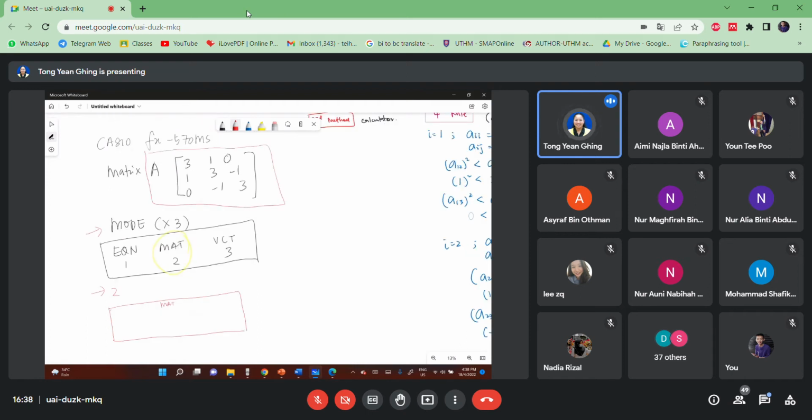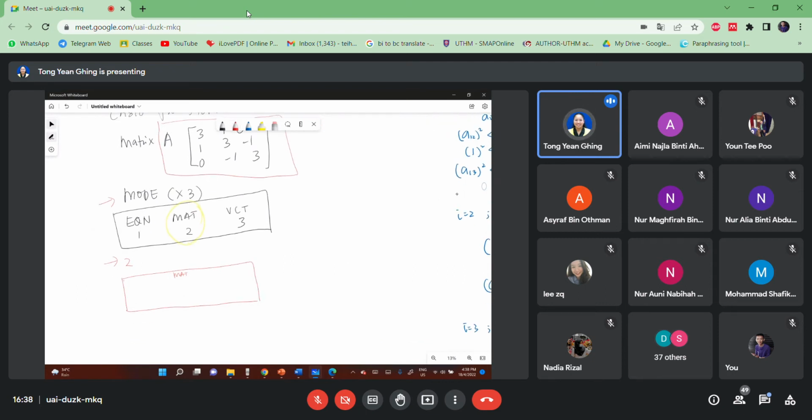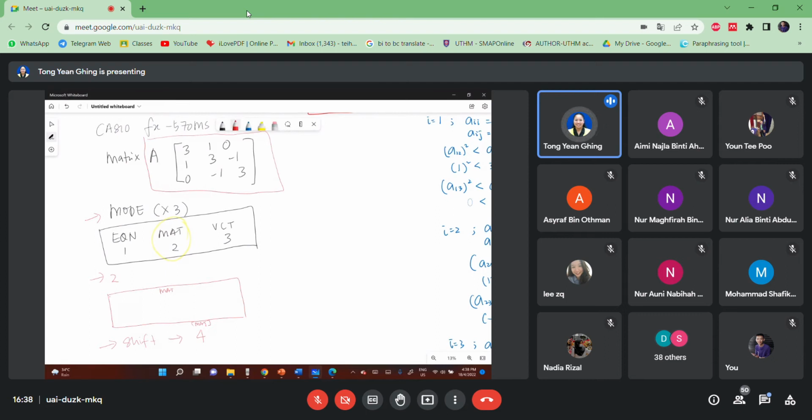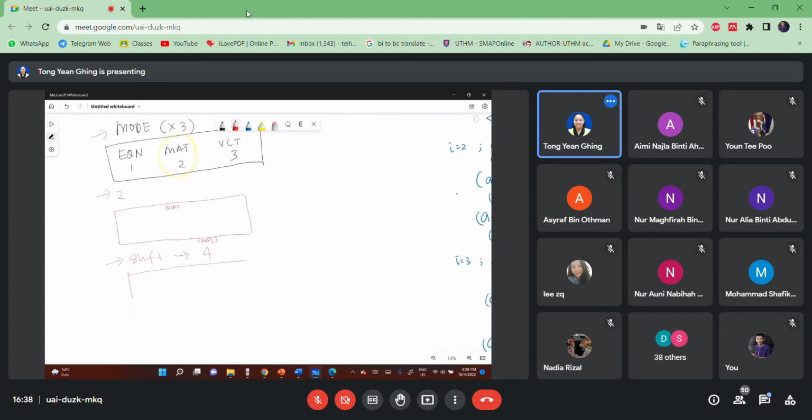So how to key in matrix A? You have to press shift and then 4. On the top of number 4, there is a very small MAT. When you press shift 4, this display will come out: Dim, Edit, Mat. Okay, 1, 2, 3. So now I want to choose matrix.